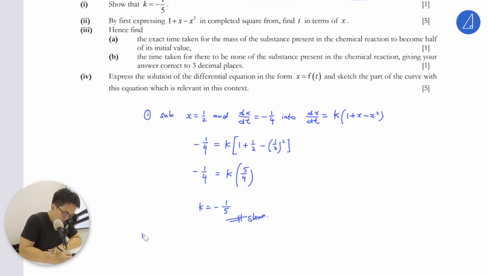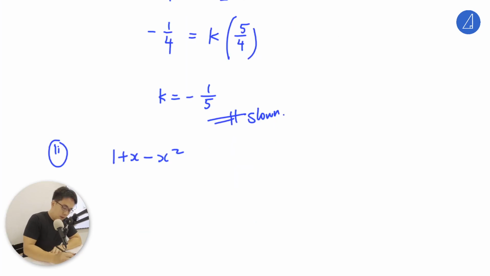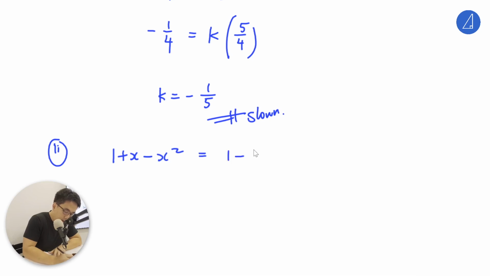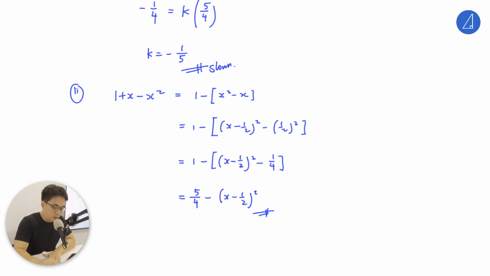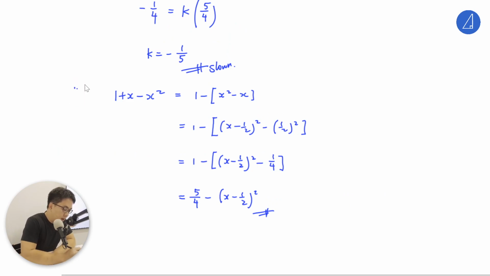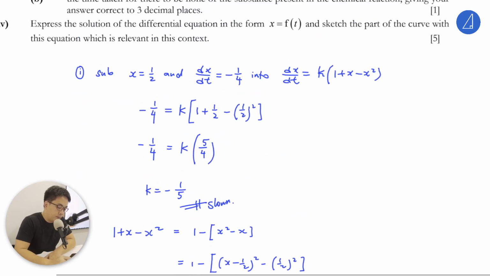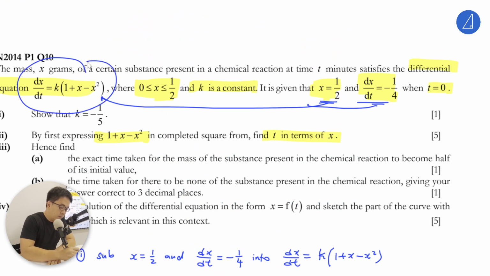Part 2, you're told to just complete the square. So complete the square first, then after that solve the DE. And this guy will be 1 minus x squared minus x, which is 1 minus x minus half squared, minus half squared. So you asked me to complete the square, so I just completed the square. Then you solve the DE. I think that should be okay. It's separable form, so you just use this DE to solve it, but sub the k as negative 1/5 in.